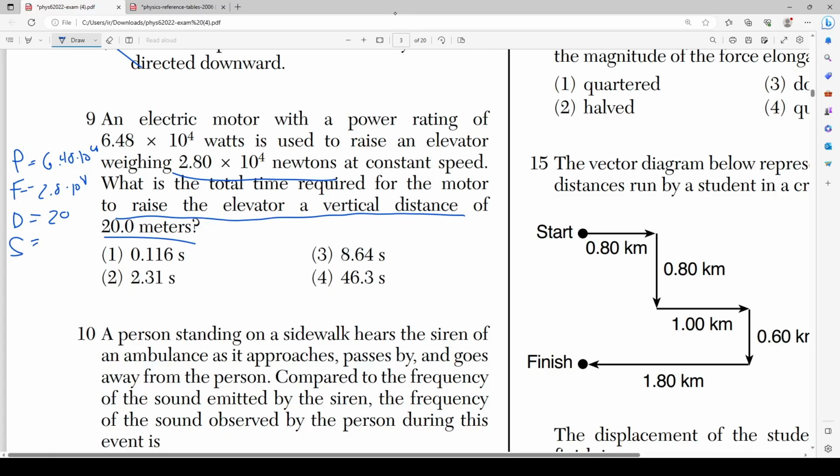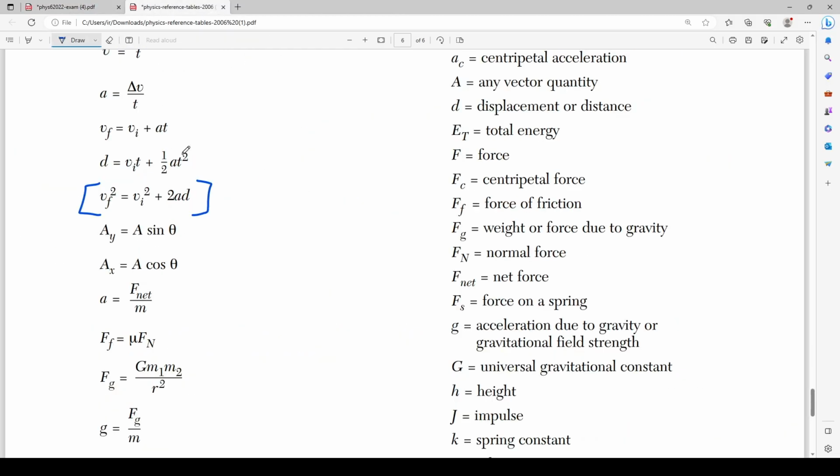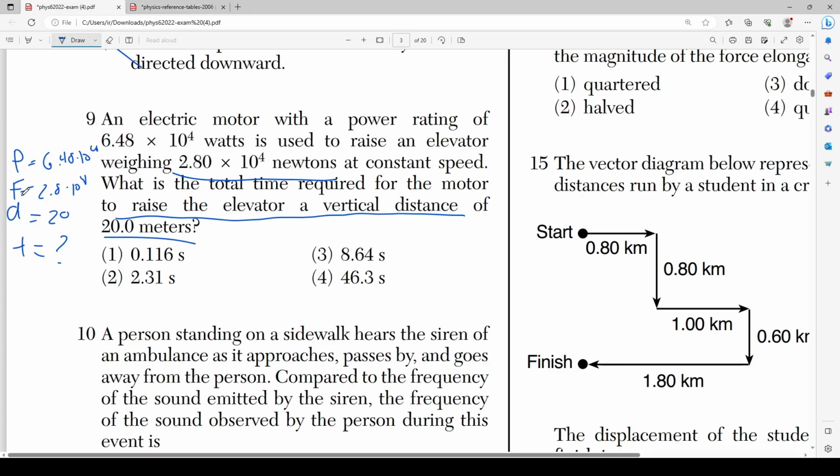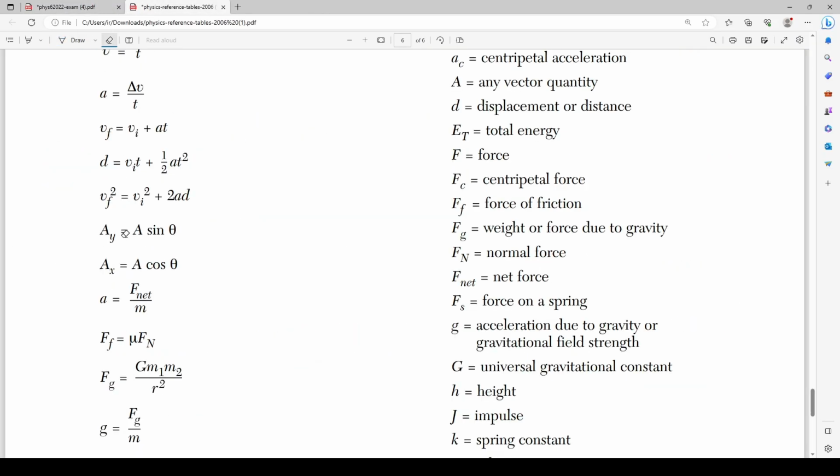So this is not a conceptual problem. This is a calculation problem, so I just started writing down everything that's given to me and everything that they're asking for me, right? So I'm given power, I'm given force, I'm given distance. Sorry, that's supposed to be a lowercase d. And they're asking me for time. So I'm going to look at my reference sheet, and I'm going to see which formula has P, F, D, T.